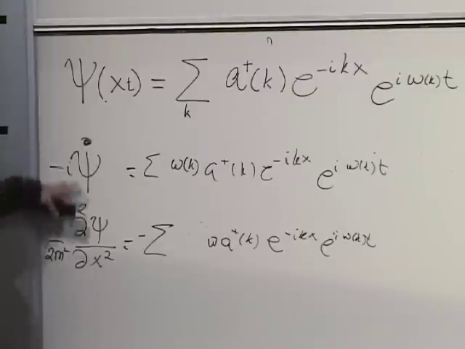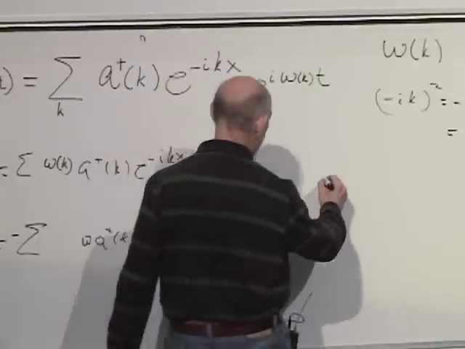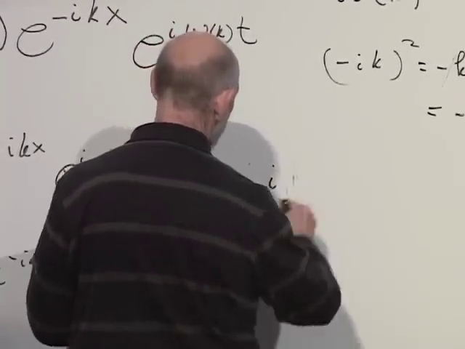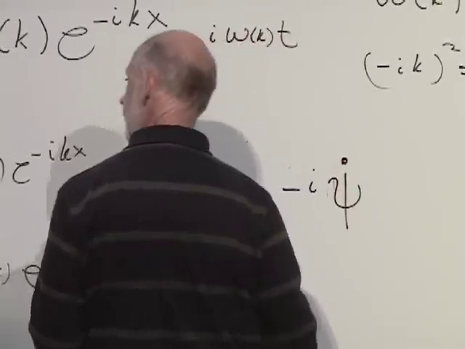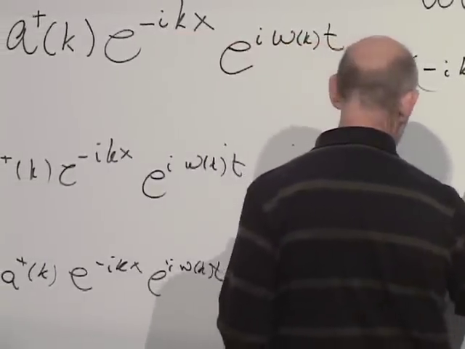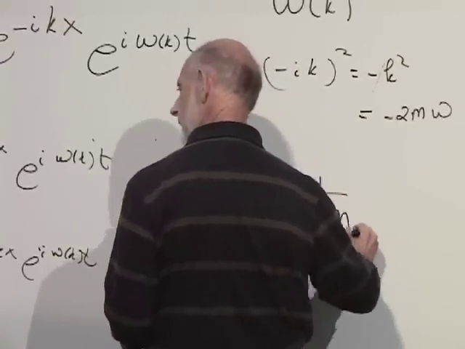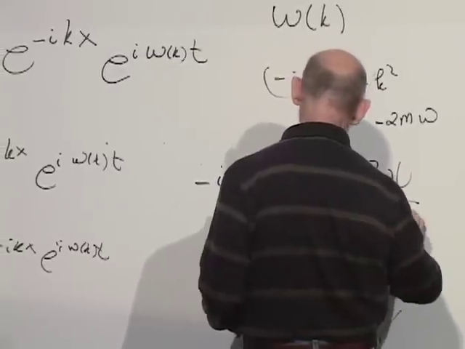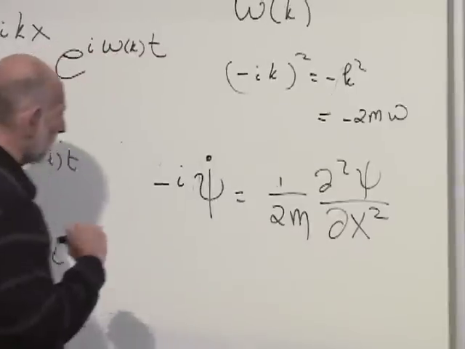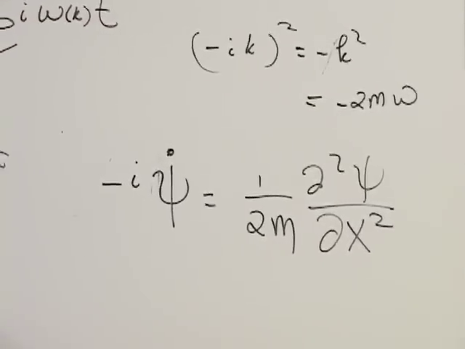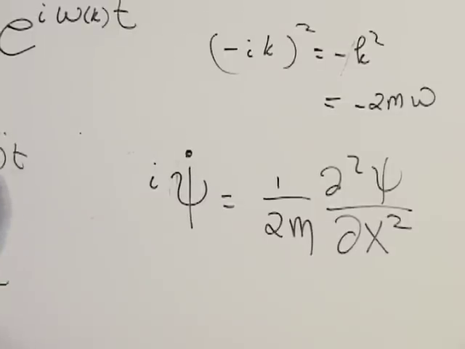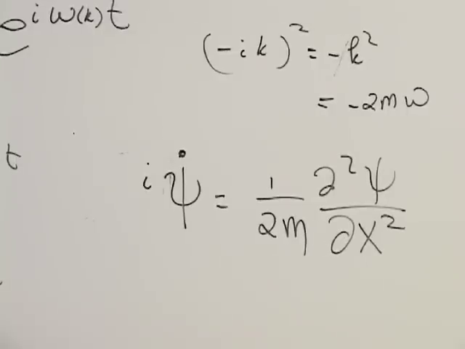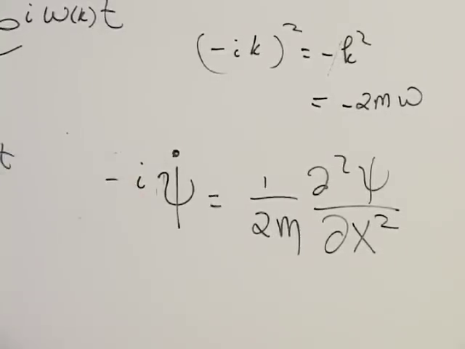Okay, to make a long story short, the right equation should be minus I psi dot, that's the time derivative of psi, is equal to 1 over 2m times the second derivative of psi with respect to x squared. Now, do I have the sign right or not? Of course I don't. I never get it right. Okay. Now is it right? No, you had it right. I'm not sure.